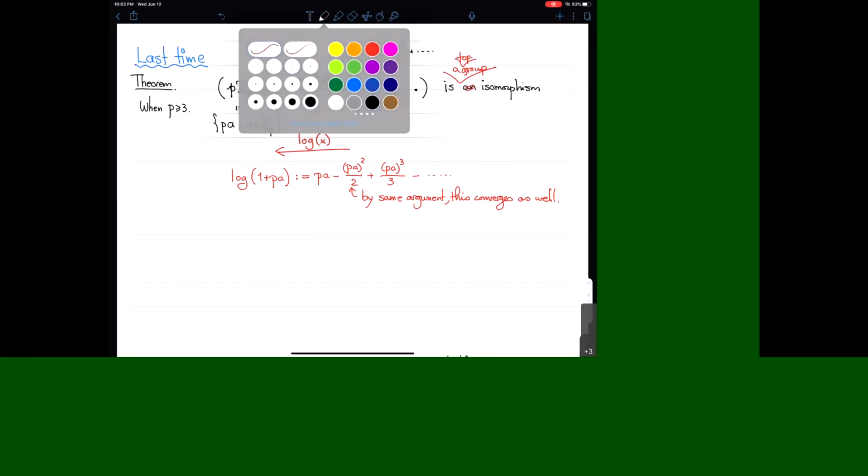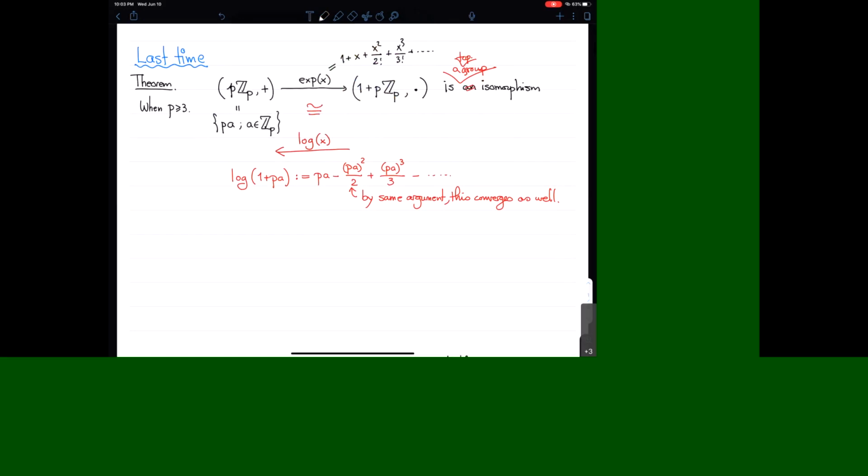Keith suggested a comment on this. The way I wrote this is not very hands-on. Keith suggested there's another way to write this map. Of course, it will be a different map, but it's still going to be an isomorphism. The map going this way looks maybe a little bit more familiar to you.